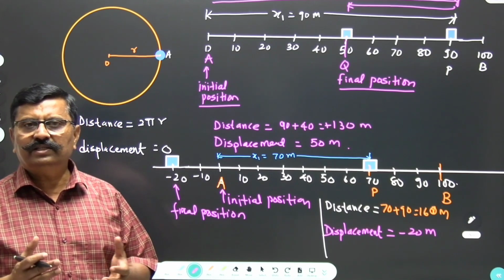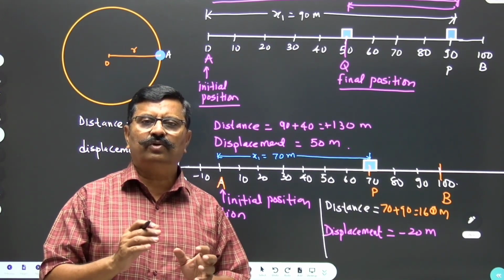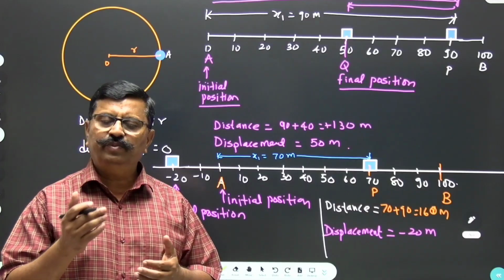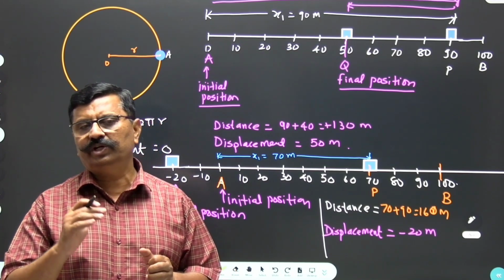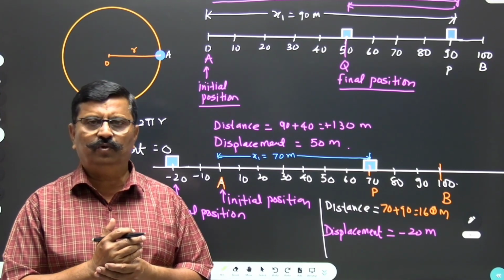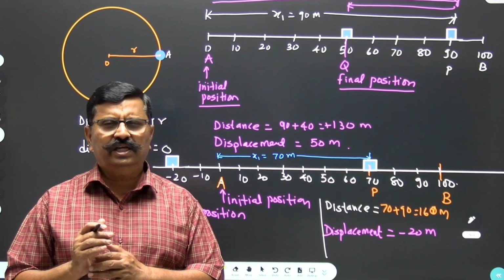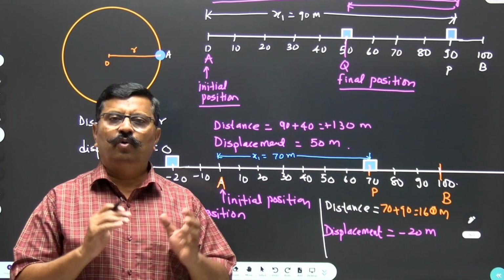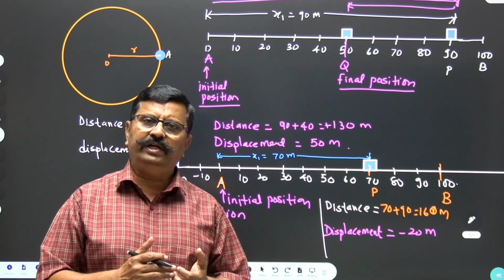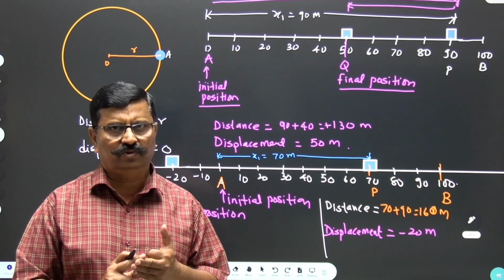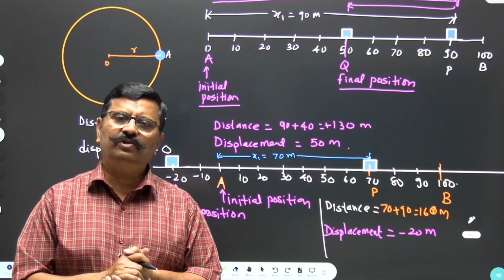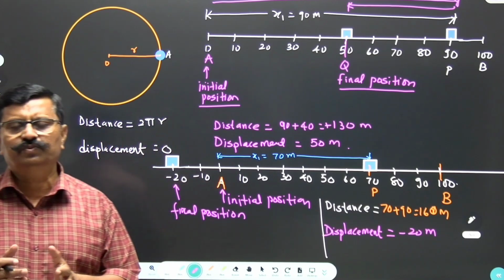So to summarize this, distance is basically the actual length of the path traveled by the body, while displacement is the shortest distance between the initial position and the final position. Distance is a scalar and is always positive, while displacement is a vector quantity, and displacement can be 0, positive, or negative also. I hope all of you understood this concept of distance and displacement.